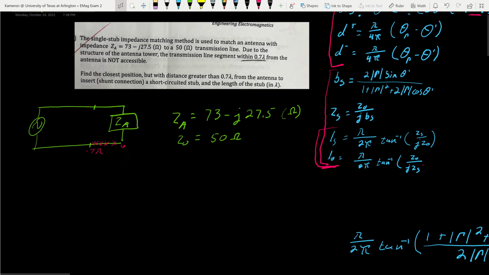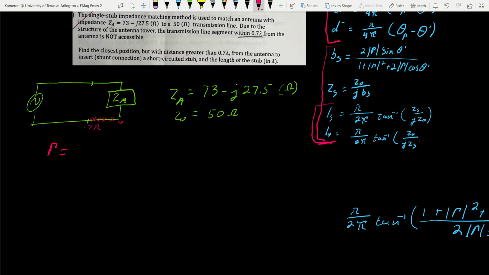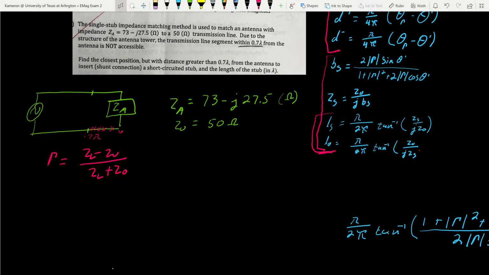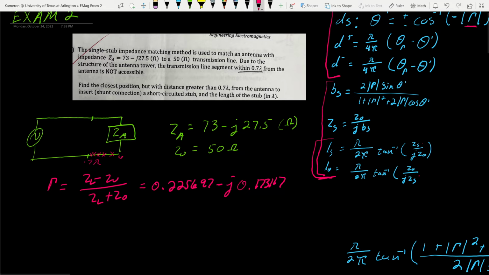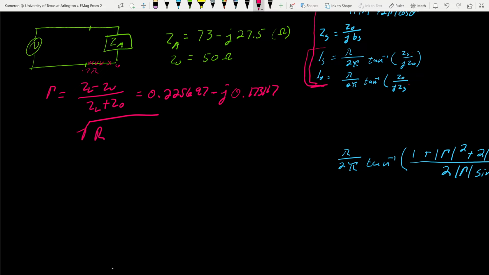Alright, so first we need to solve for our gamma. Gamma is simply ZL minus Z0 over ZL plus Z0. Just plug this in, and it gives you a value of 0.225697 minus j0.173117. But the equation asks for the magnitude of gamma, which is the square root of the real squared plus the imaginary squared.